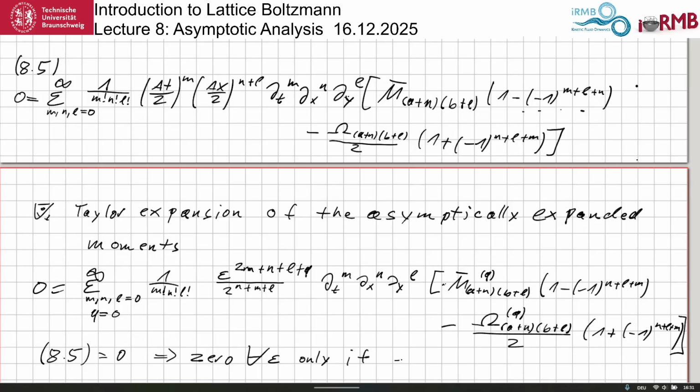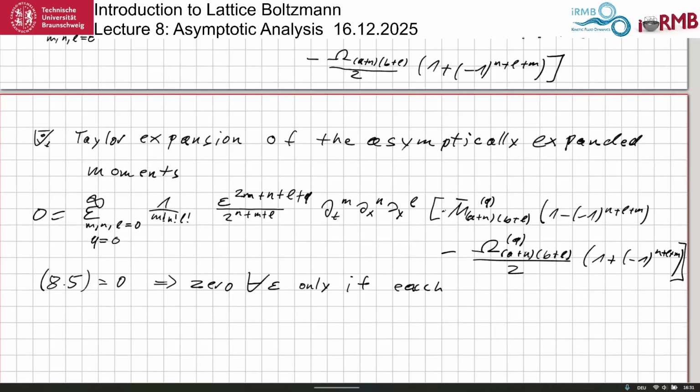be the case if each something times epsilon to the power of q is 0. Because epsilon can be anything, but it's larger than 0, right? So we can make this independent of epsilon. I do not need to explain equating coefficients. No, right, okay.